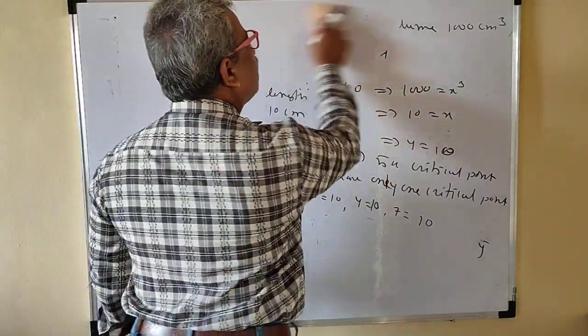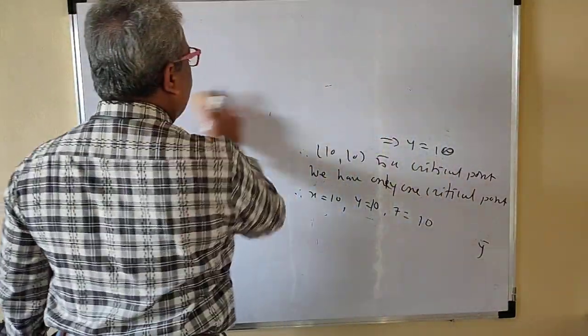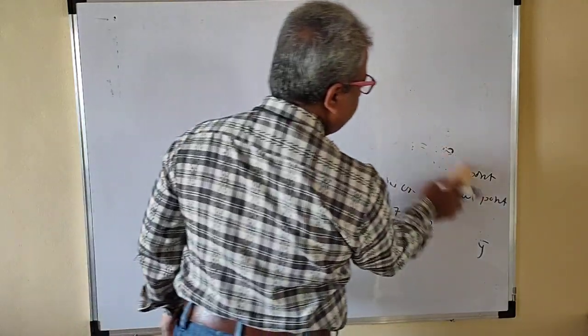Okay. So I hope that you understand all these things, right? So how to find the critical points.